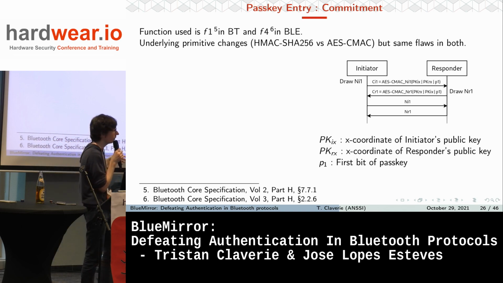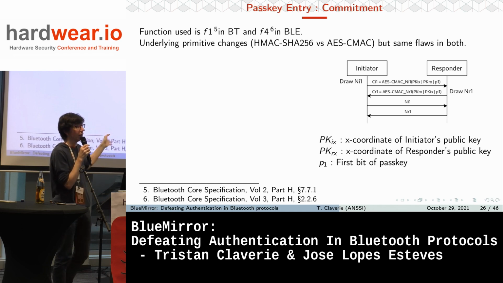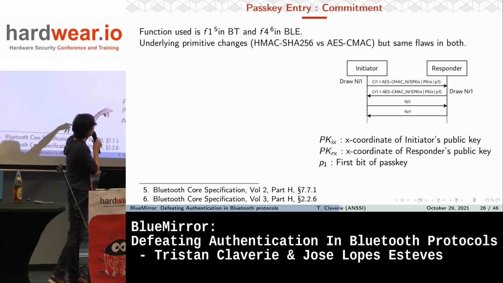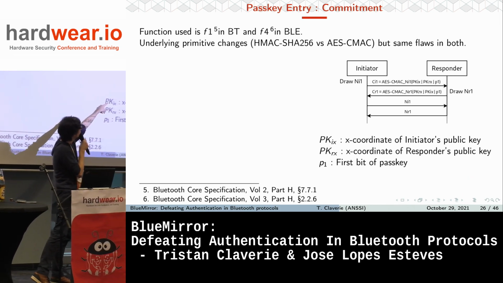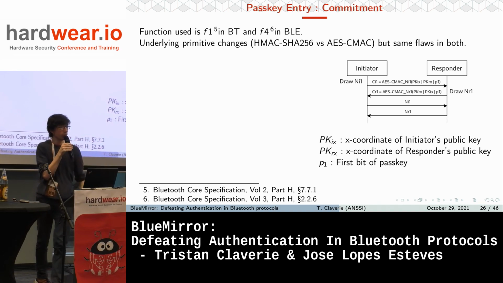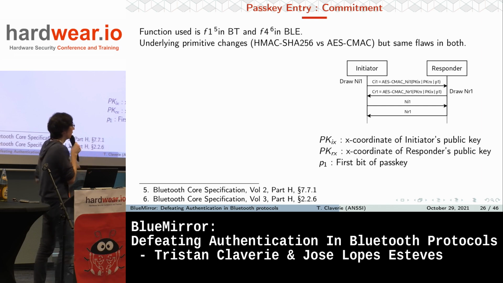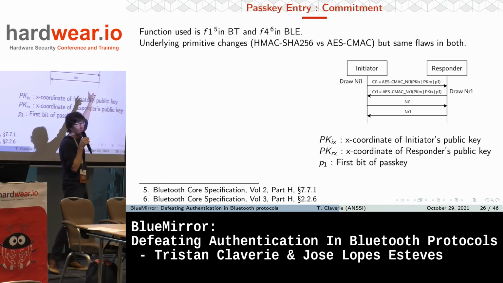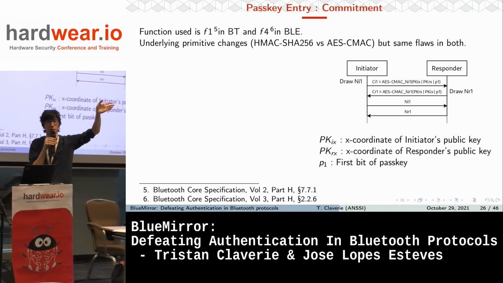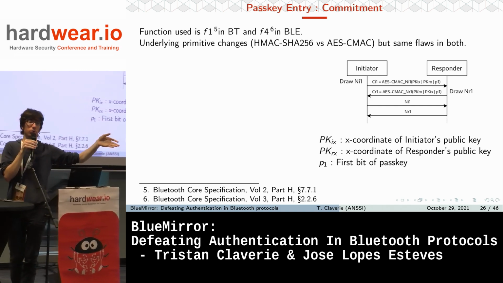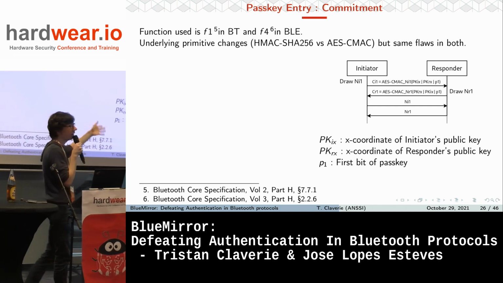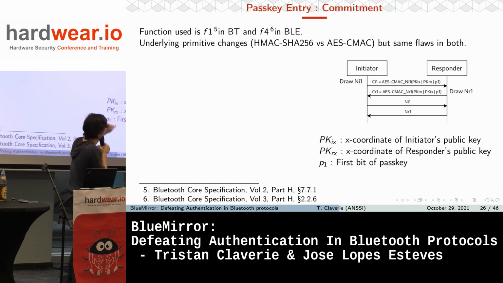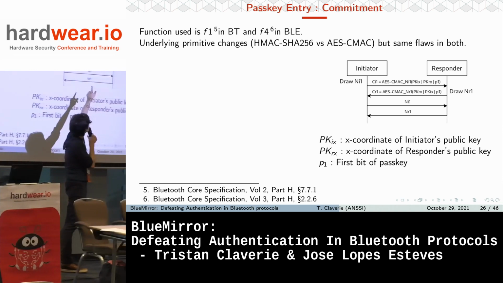It's based on different functions depending on the technology, but they have the same flows. So this is the commitment protocol in BLE. Basically, the function is AES in CMAC mode using the nonce as the key. And what's authenticated inside? The initiator takes the X coordinate of its public key, concatenated with the X coordinate of the responder's public key, concatenated with the value of the bit of the passkey. And the responder does the same, but the public keys have been swapped.